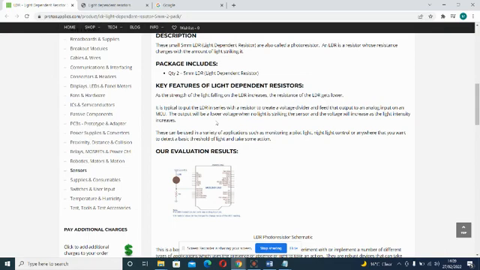Its uses are that light dependent resistors, LDR or photoresistors, are often used in circuits where it is necessary to detect the presence or the level of light. They can be described by a variety of names from LDR, photoresistor, or even photocell.